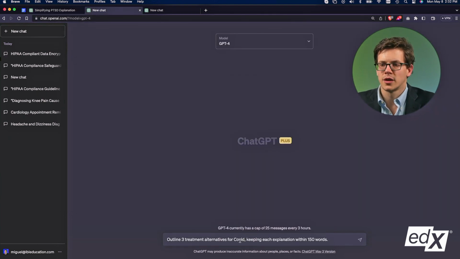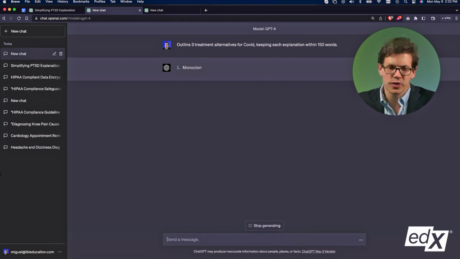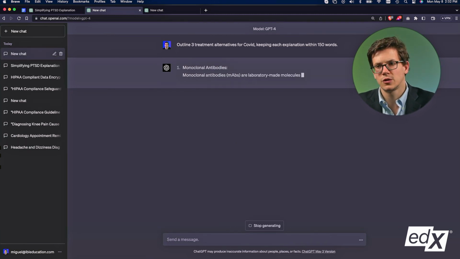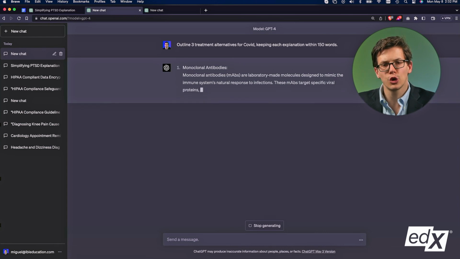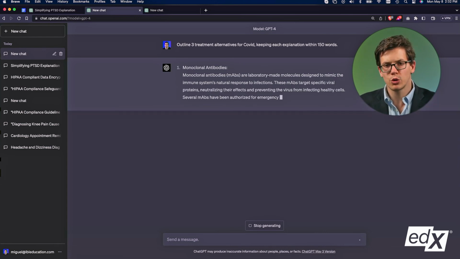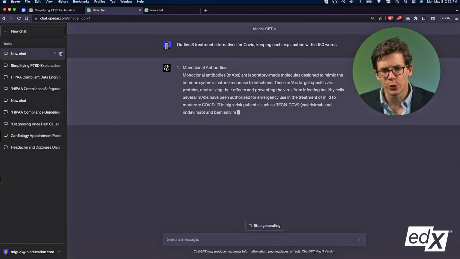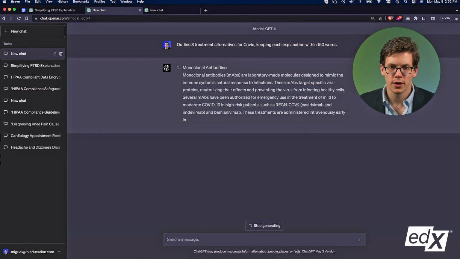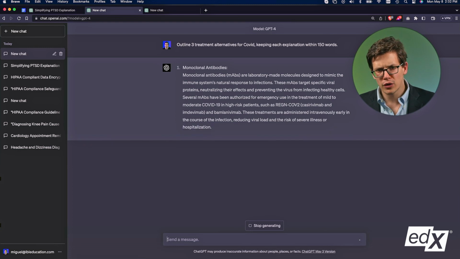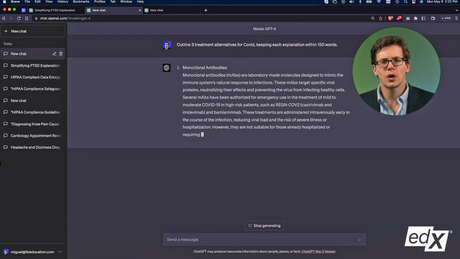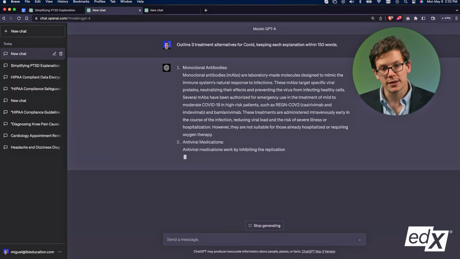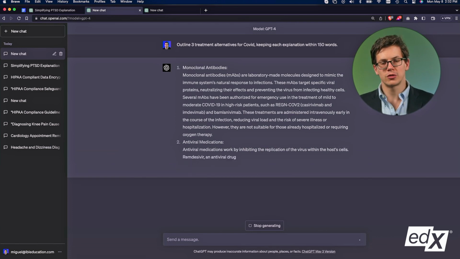So let's say outline 3 treatment alternatives for COVID, keeping each explanation within 150 words. Is this information available elsewhere? Yes. What does ChatGPT do? It looks at what it knows about COVID. It looks at who has written about COVID in the data that it has crawled, and among what has been written, what qualifies as a treatment, and then regurgitates that information back to us.